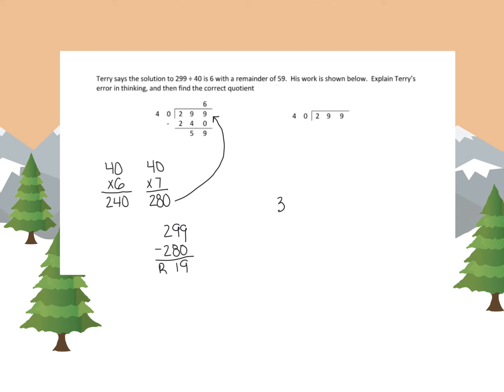So 40 went into 299 7 times, which is 280, with a remainder of 19. And we can check our work by saying 40 times 7 equals 280, and 280 plus 19 equals 299.